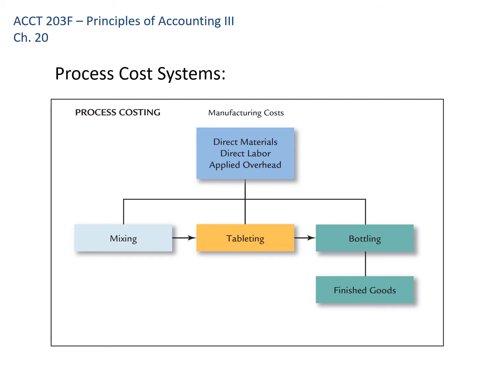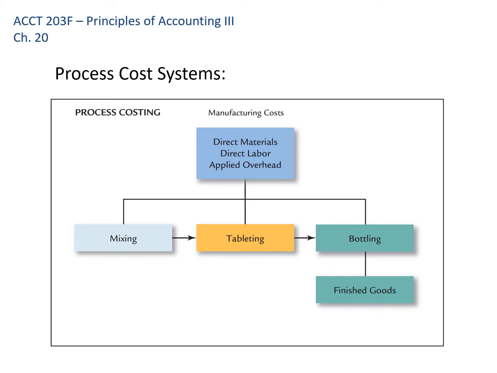So contrast that to a process cost system, which is a different kind of factory. In that case, direct materials, direct labor, and applied overhead are going to be coming into each department. So in this, I think it's an example of making aspirin. So I'm going to have a mixing department where I'm going to gather all the materials I need to make aspirin and mix them all together. And then I'm going to be using direct materials in that process, obviously direct labor, and I'm going to be applying overhead to that process.